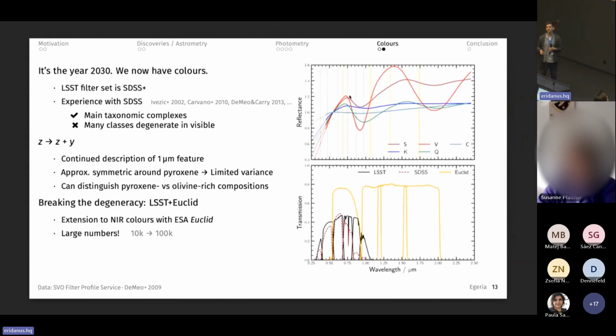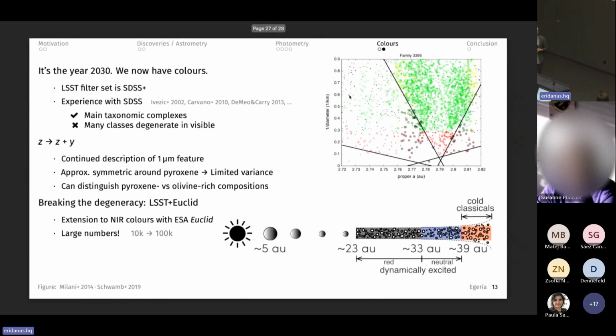And then to really break the degeneracy, we can make a cross-match with ESA's Euclid, which will at some point deliver us near-infrared colors and also a visible band for hopefully 100,000 asteroids. We can cross-match this with LSST and really get the composition based on photometry for a lot of objects, a lot of small bodies. Why do we want this? Just to get back to this again, because we want to do a statistical analysis of a lot of bodies.